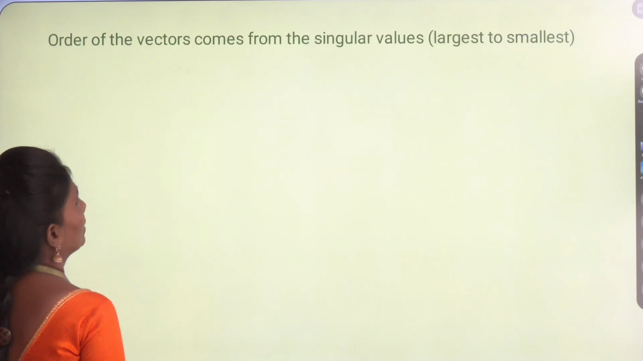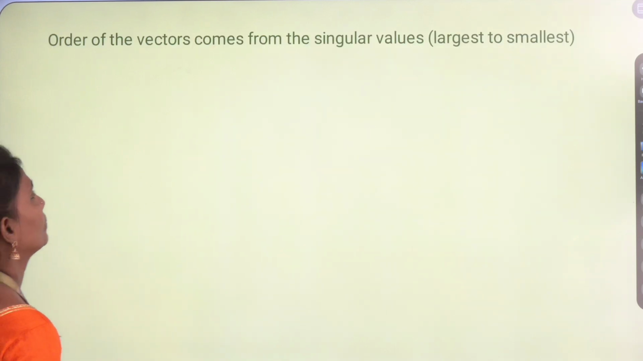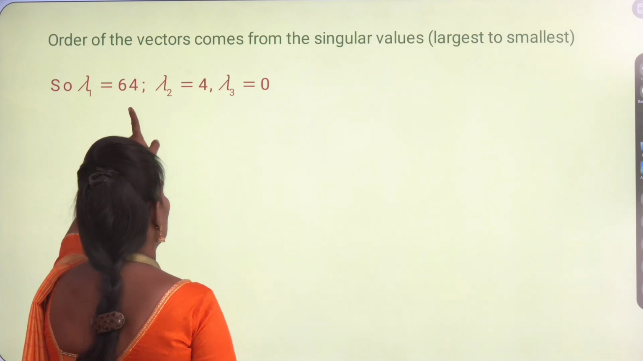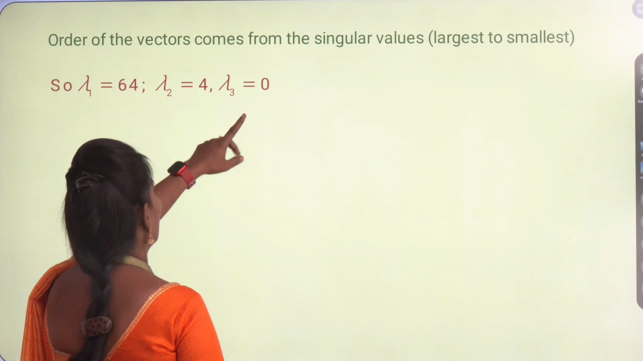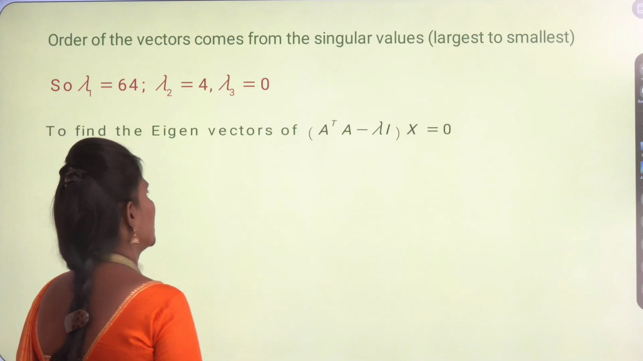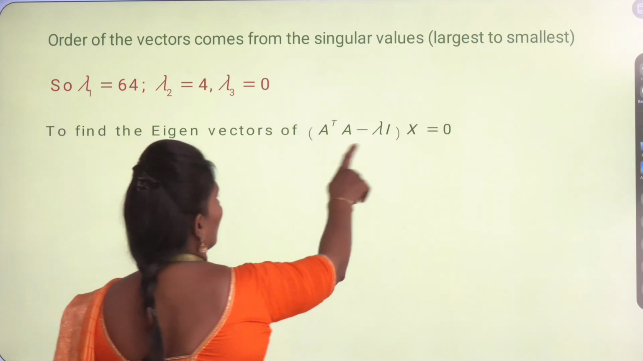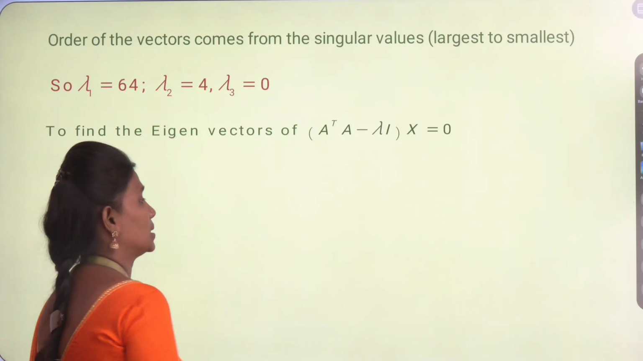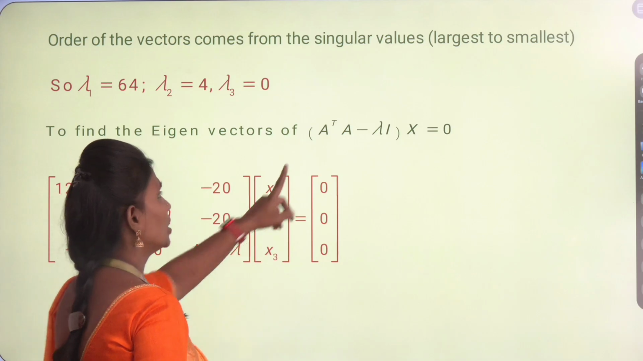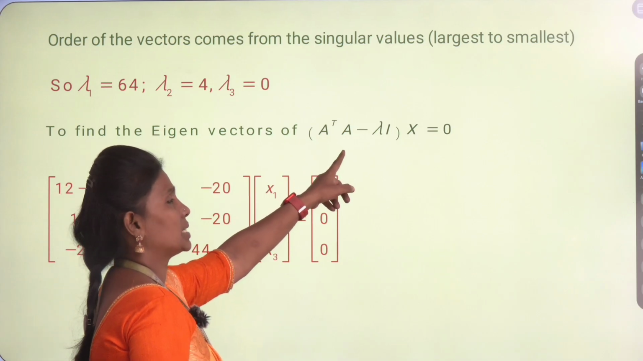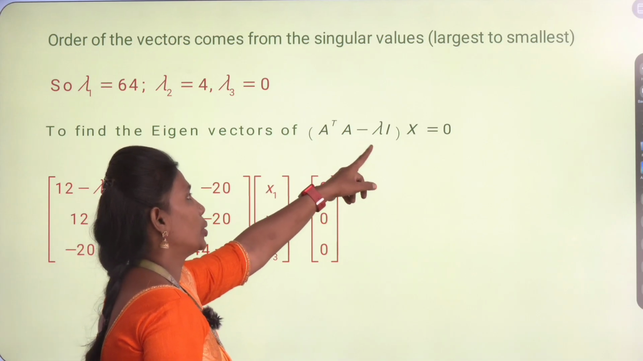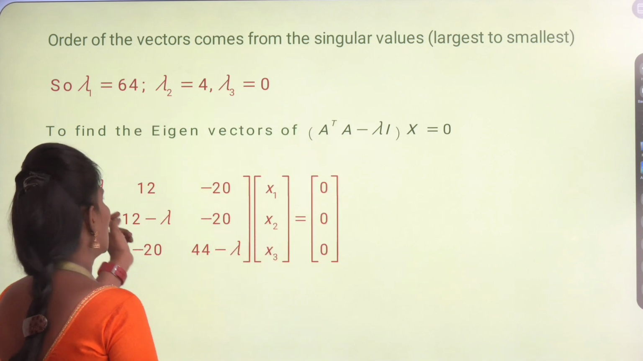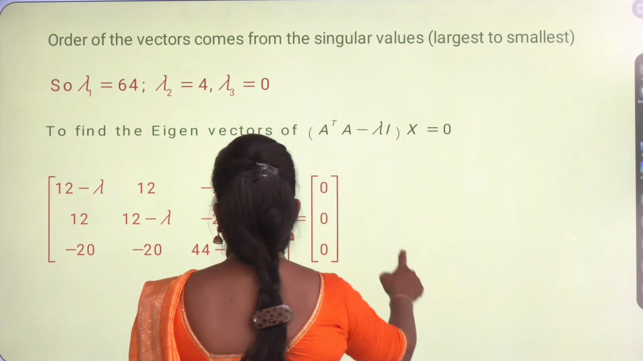Listen, now we are going to find the eigenvectors. The order of the vectors comes from the singular values, largest to smallest. First the largest, lambda 1 is equal to 64, then 4, then 0. Using these eigenvalues, we form the equation to get the eigenvectors. What is our matrix here? A transpose A minus lambda into I. Lambda is the eigenvalue, and I is the identity matrix.